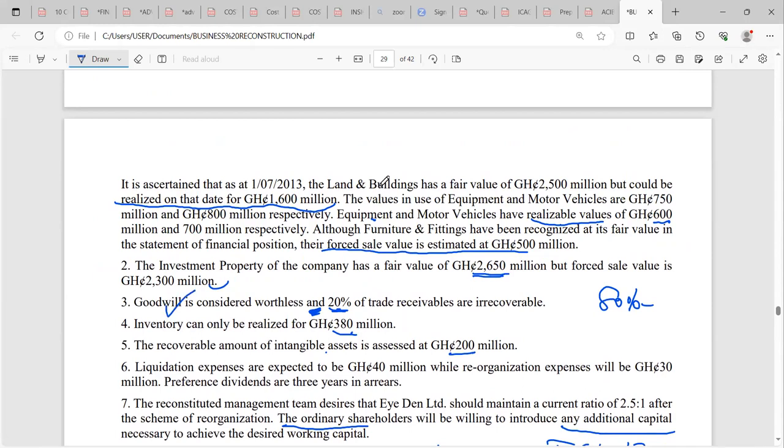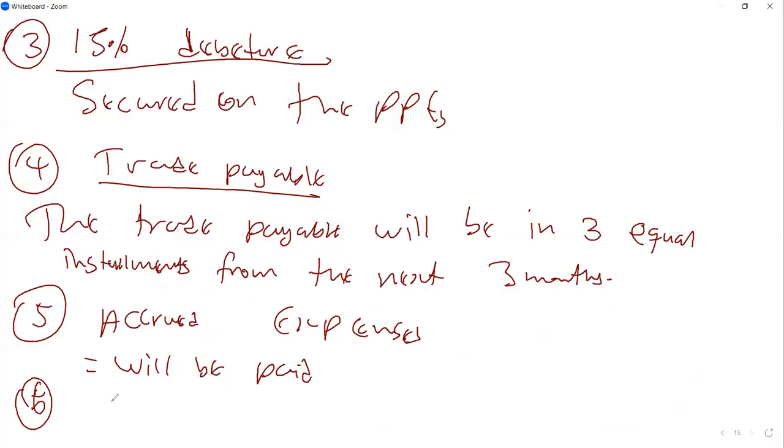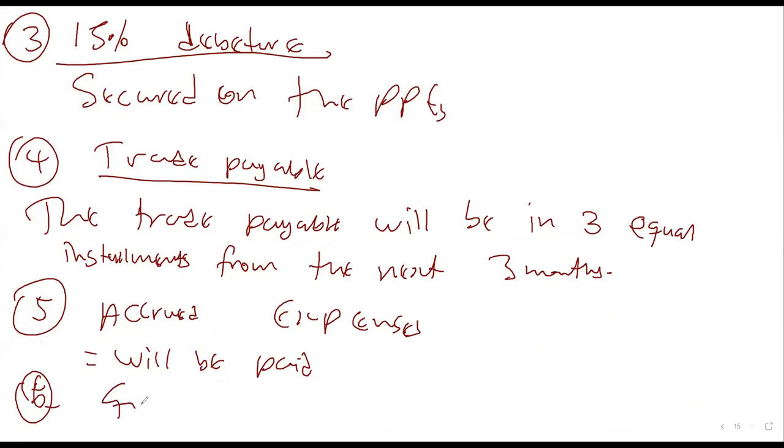That's notes. The next one you can copy. Then reorganization expenses will amount to 30 and will be paid. The current ratio of the new firm will be 2.5:1. All these are part of the story. Copy all of them. Then the non-current assets will be stated at going concern figures. Take notice, goodwill will be written off.